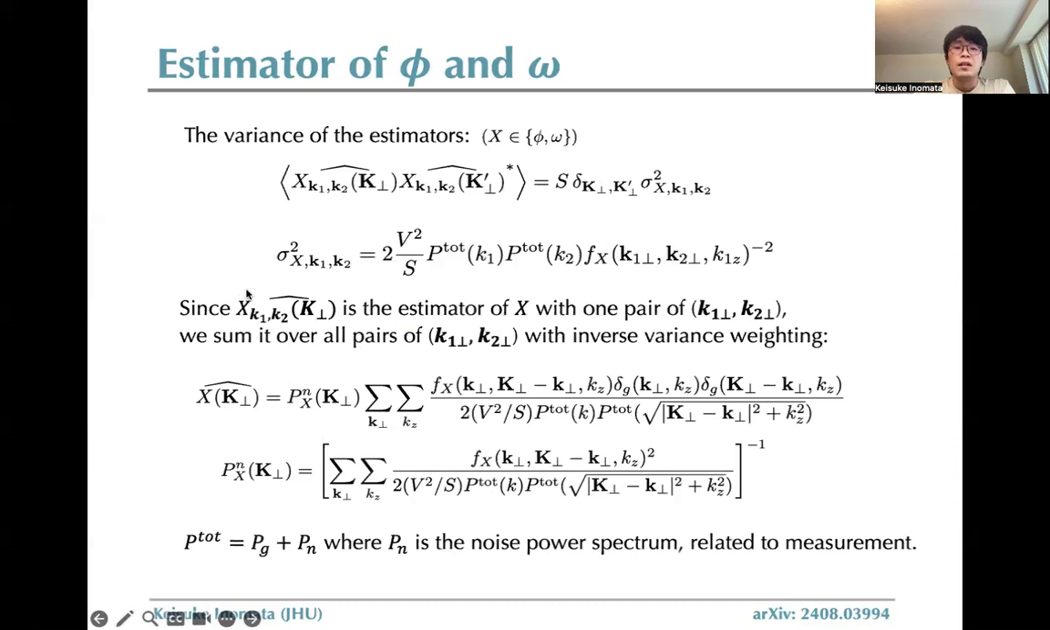And since this estimator is the estimator of X with one pair of K1 and K2, we sum it over all pairs of K1 and K2 with inverse variance weighting as this. And P tot is equal to P_g, the galaxy number density power spectrum, plus P_N, which is the noise power spectrum. And this is determined by measurement.